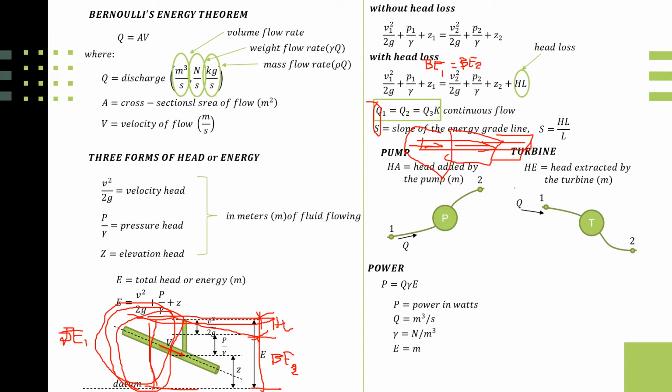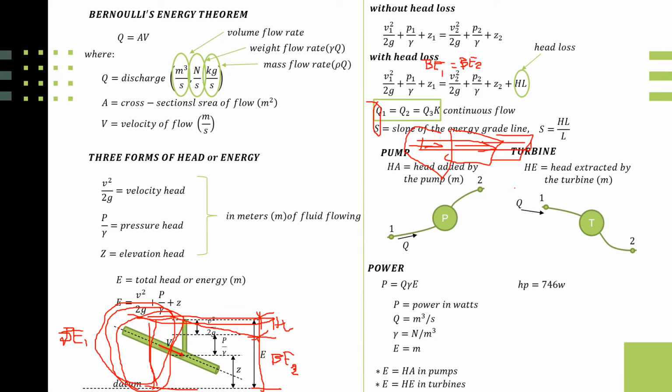Next, ang E is naka-meter. So, E will be the head. Pero, paano mo makukuha tong E na to? Depende yan sa kung anong gagamitin mo. E will be HA if pump yung problem. E will be HE naman if turbine yung problem. So, merong pagkakaiba yan kasi si HA is nasa kaliwa, si HE is nasa kanan. Okay? So, i-explain natin yan mamaya.